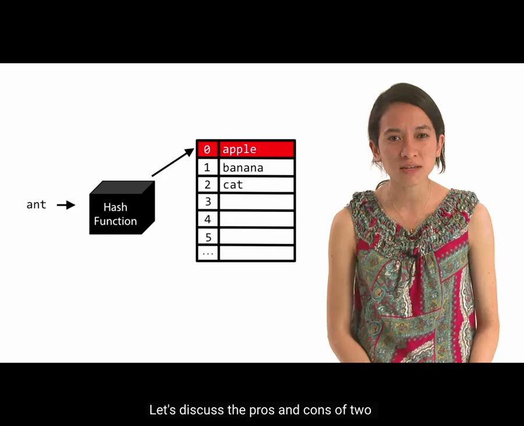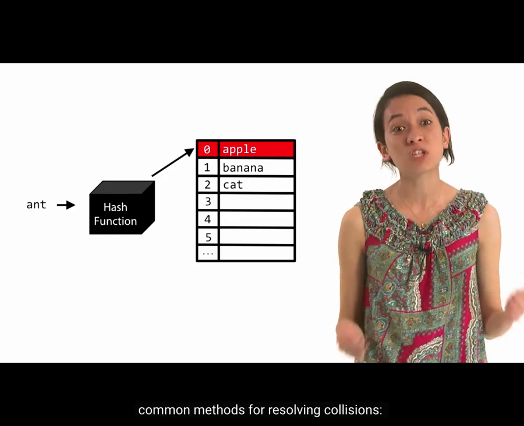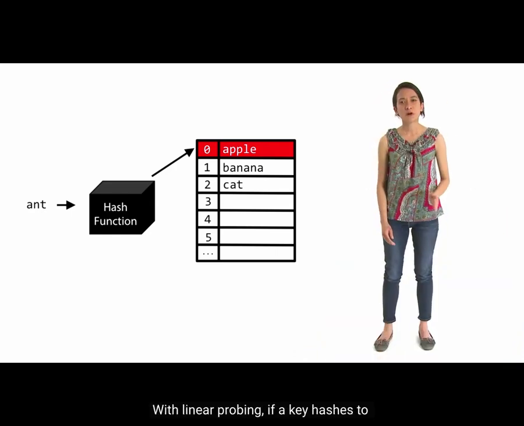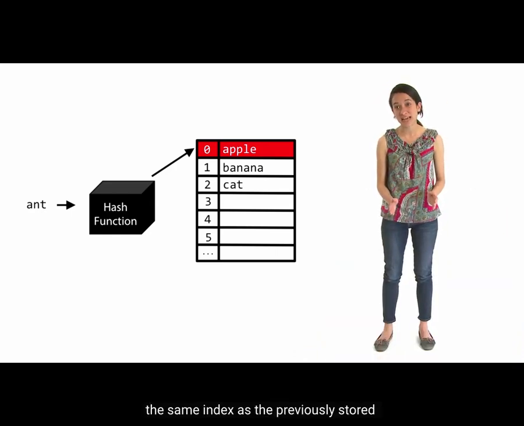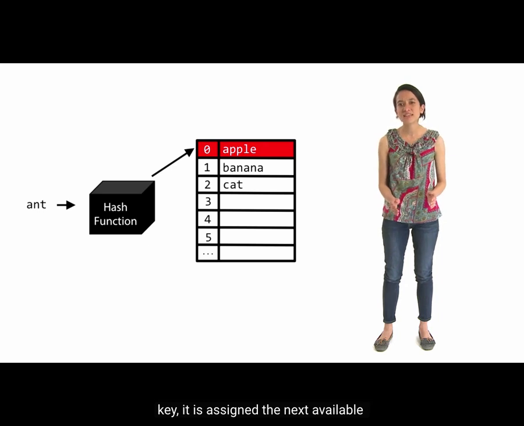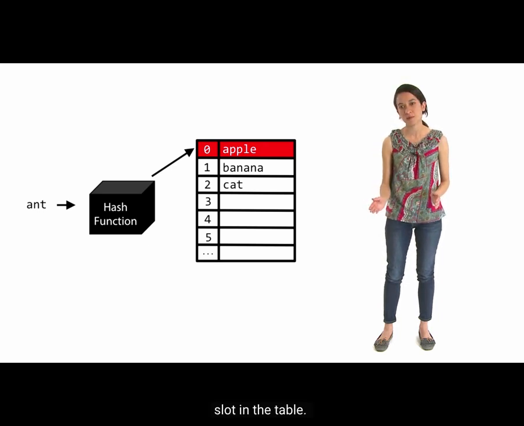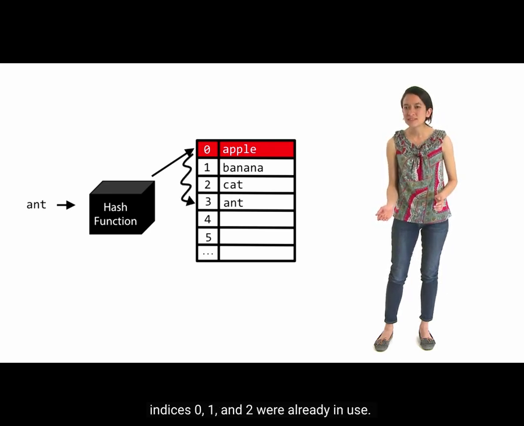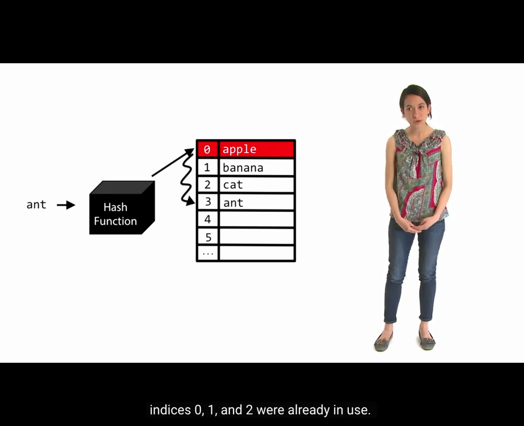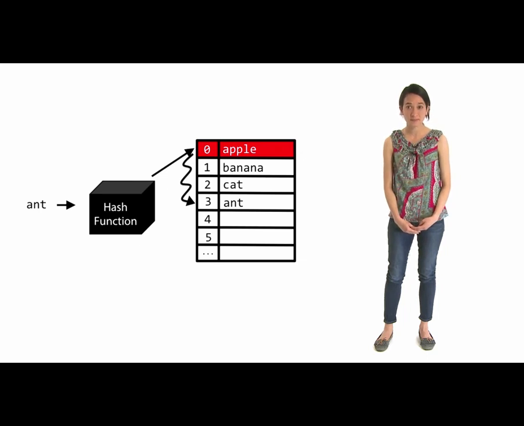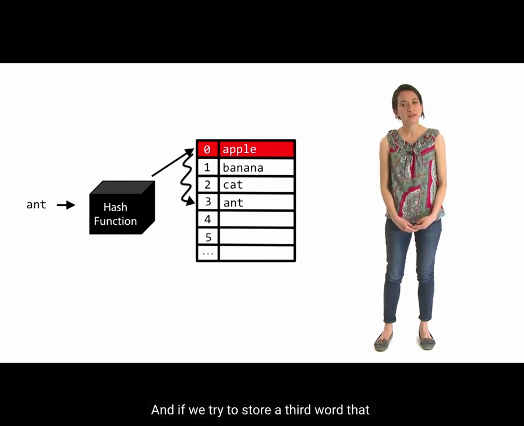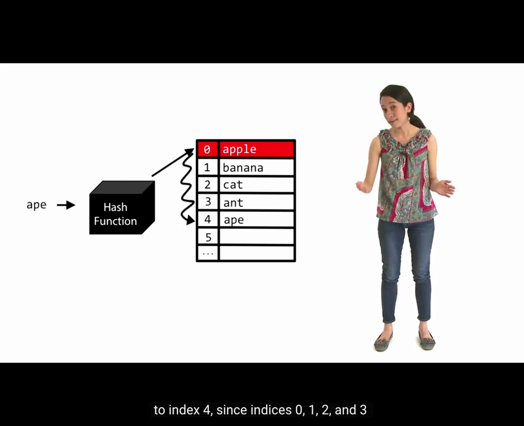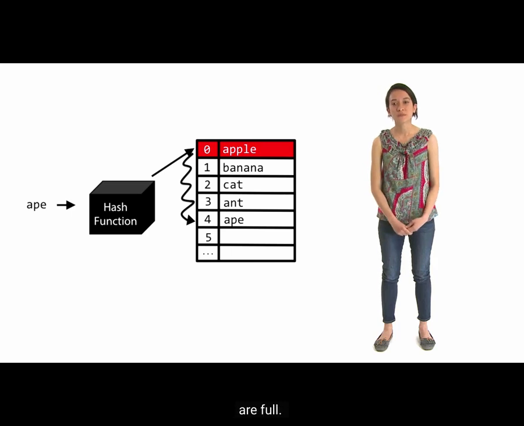Let's discuss the pros and cons of two common methods for resolving collisions: linear probing and separate chaining. With linear probing, if a key hashes to the same index as a previously stored key, it is assigned the next available slot in the table. So ant is now stored at index 3, since indices 0, 1, and 2 were already in use. And if we try to store a third word that starts with the letter A, it's assigned to index 4, since indices 0, 1, 2, and 3 are full.